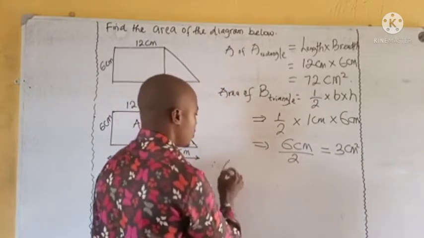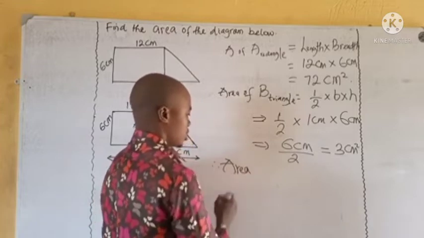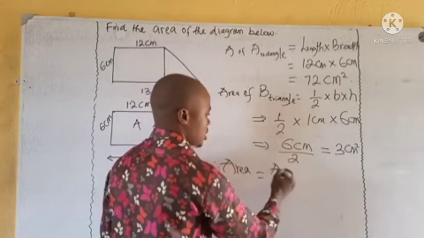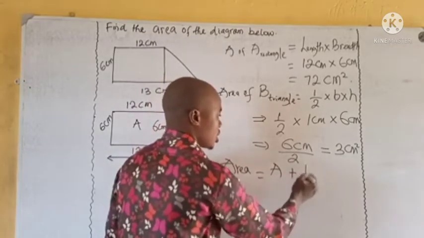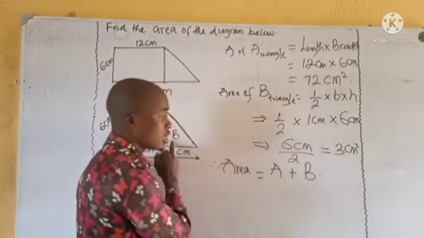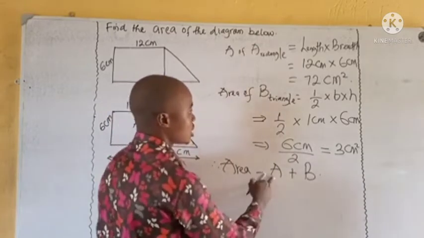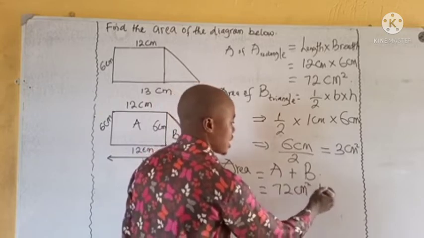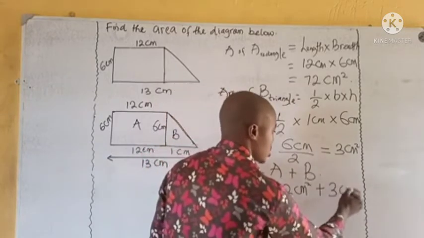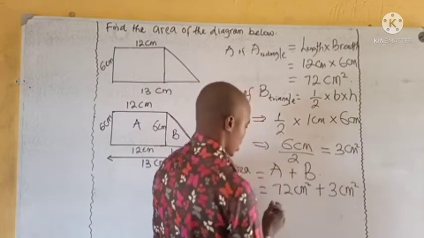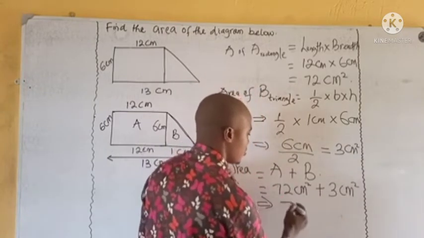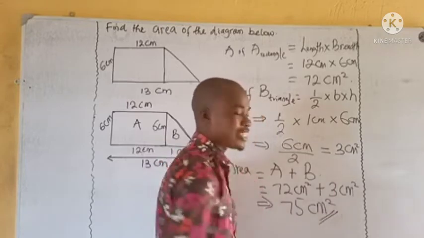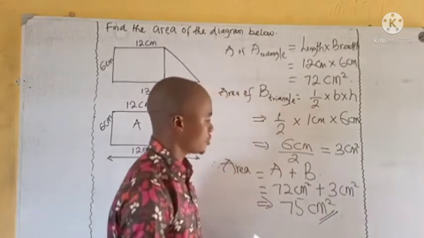Therefore, we have the total area to be equal to the area of A plus the area of B, which is the triangle. A is 72 centimeters squared, and B is what? 3 centimeters squared. Adding the two together, we are going to have 75 centimeters squared, and that is the area of this.